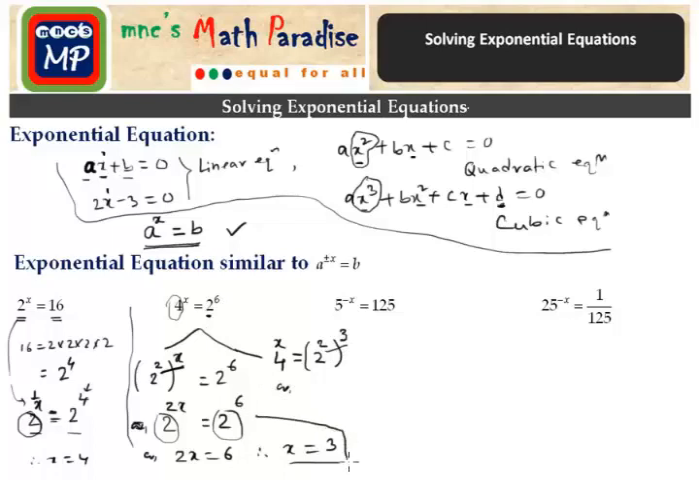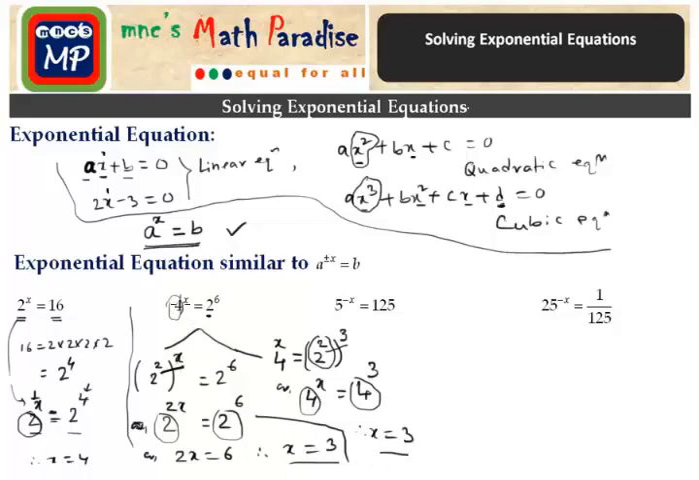Now we can write 4 to the power x equals 2 to the power 2, to the power 3. That means 2 squared means 4, so 4 to the power 3. So here the base is 4 in 4 to the power x, and the base is 4 in 4 to the power 3. Therefore x equals 3. So we get the same result with different approaches.